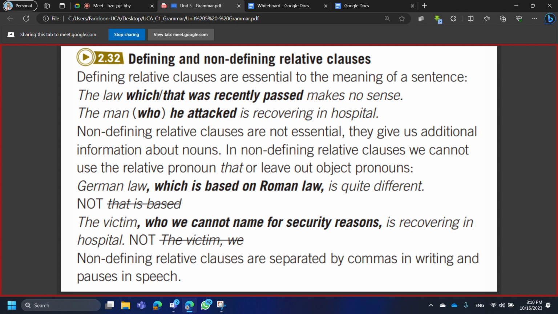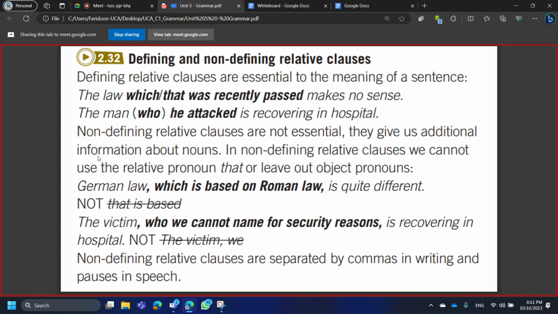But as you can see, "who" is inside parentheses, so it's optional, and we're going to talk about why it's optional in this lesson. For now, let's continue. We talked about defining relative clauses, so what about non-defining relative clauses? Non-defining clauses are not essential, meaning that the information they give is not necessary to the overall meaning of the sentence.